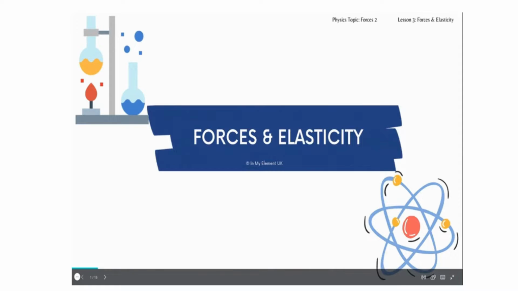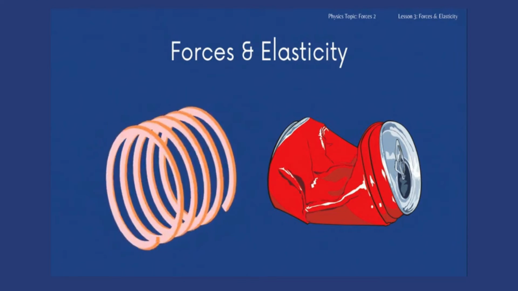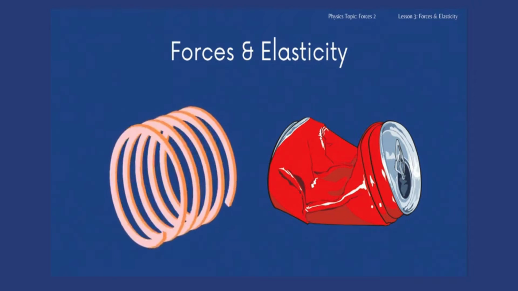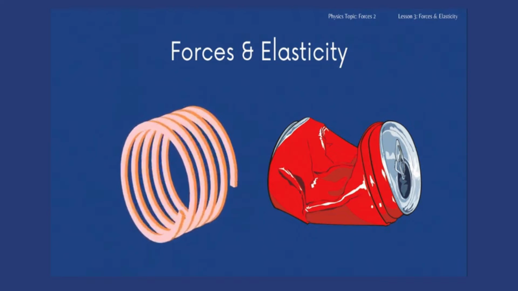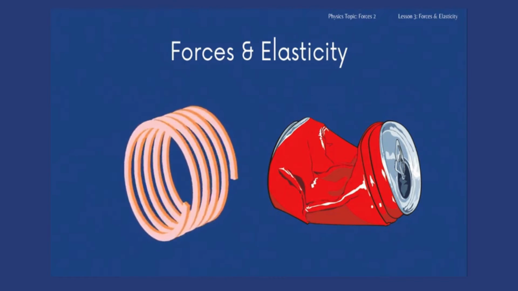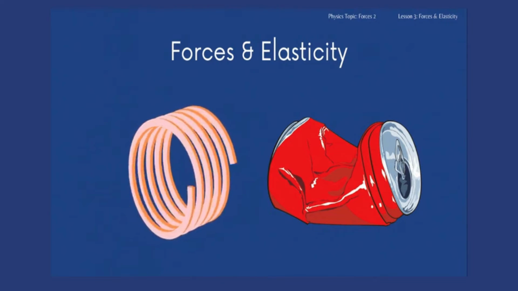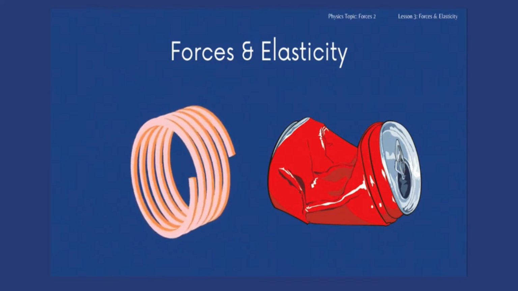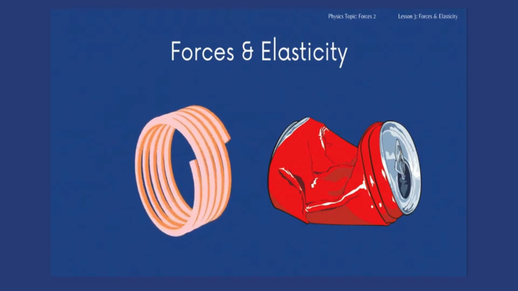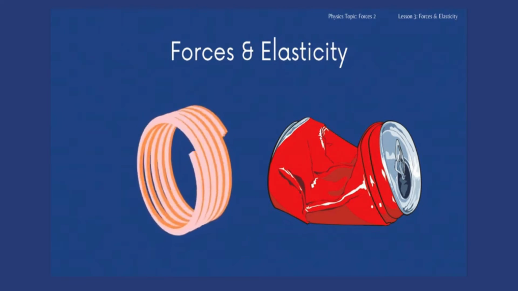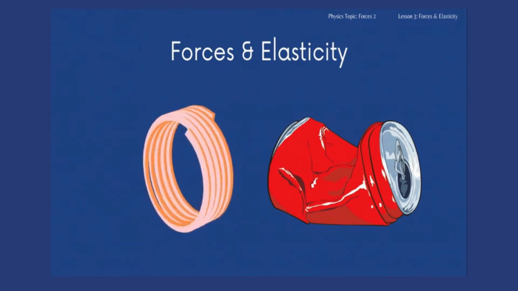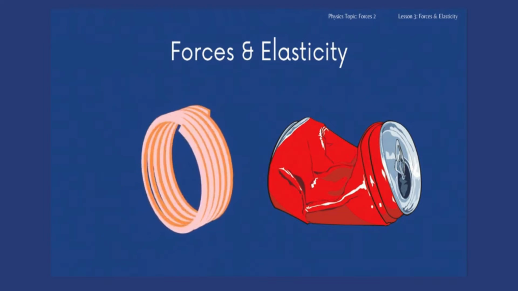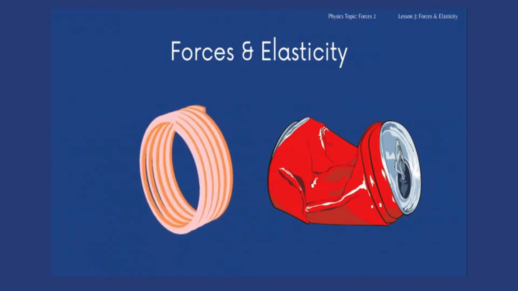Hello and welcome to the physics topic Forces 2. We're going to look at elasticity and the effect of forces on objects, and also compressibility. So what's happening as the spring is moved or stretched, what effect is causing that, and also if you squash a drinks can, for example, can it return to its original shape? You can see from the moving spring that from that example there, it's returning to its original shape.